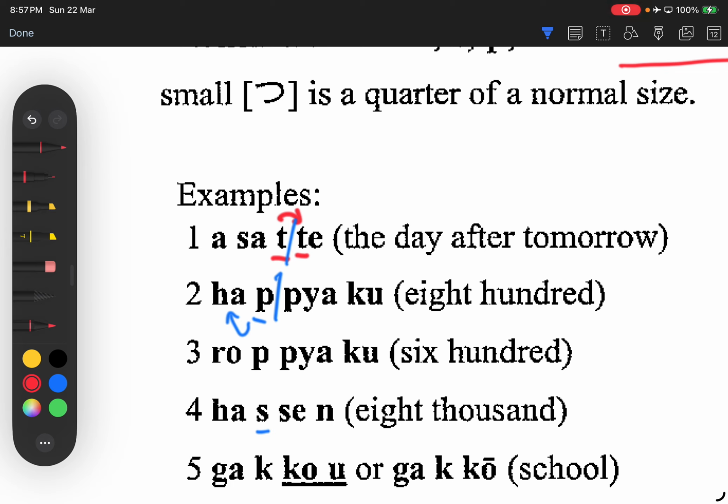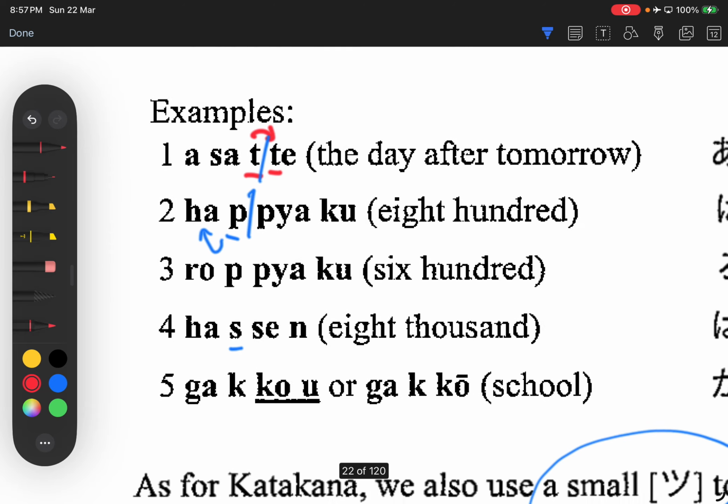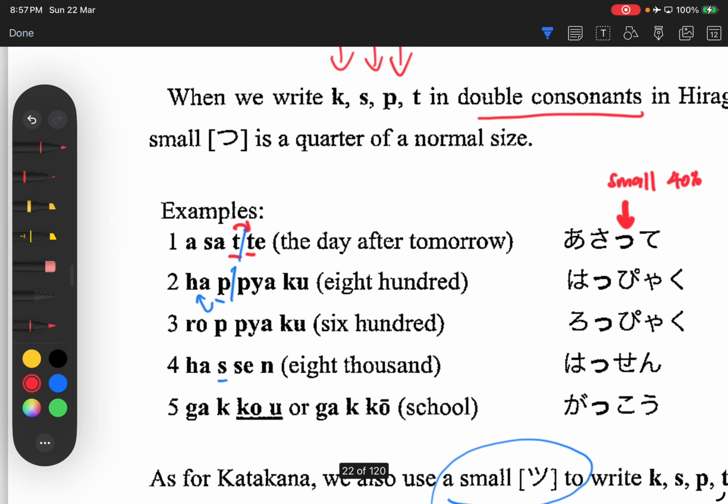Hapyaku. Then number 3 we have roppyaku. Roppyaku. Number 4 we have S sound, so hassen. Hassen. So the HA is ha, so we plus the S it becomes has, right? So hassen. Number 5, gakko. Gakko. So school. Right? So how do we write them?